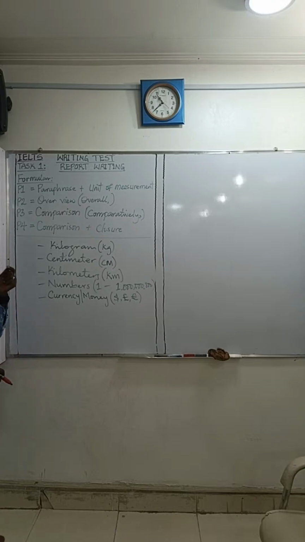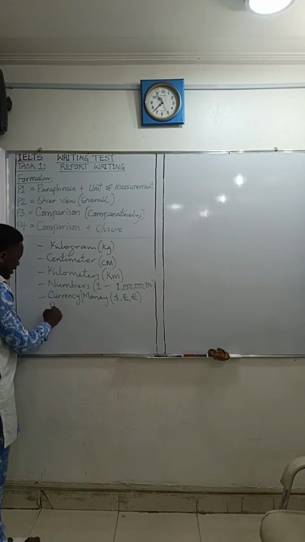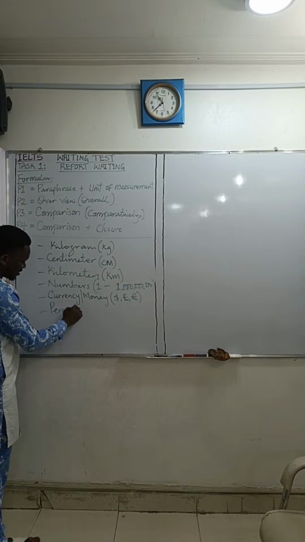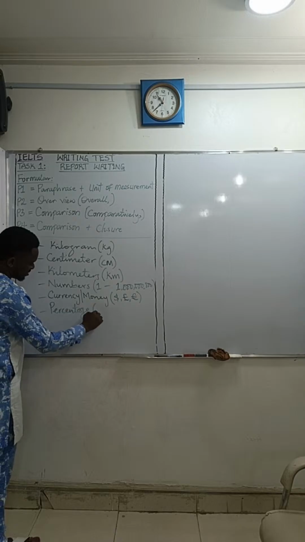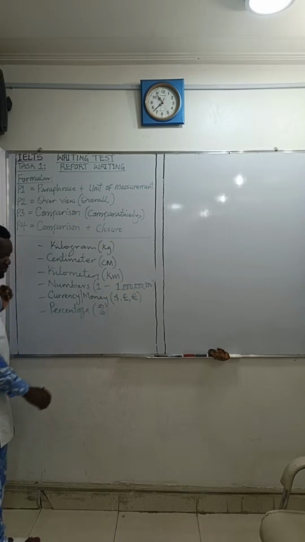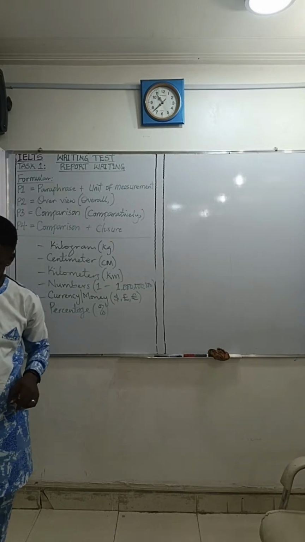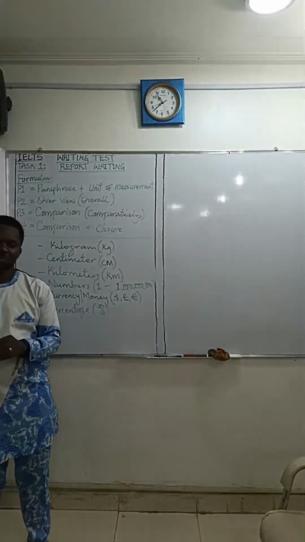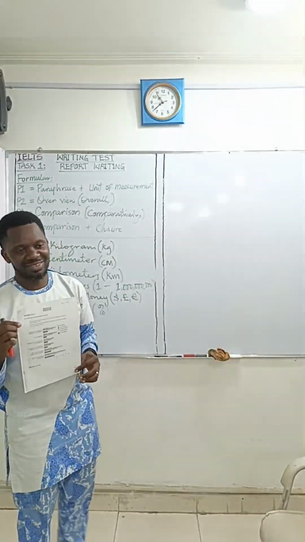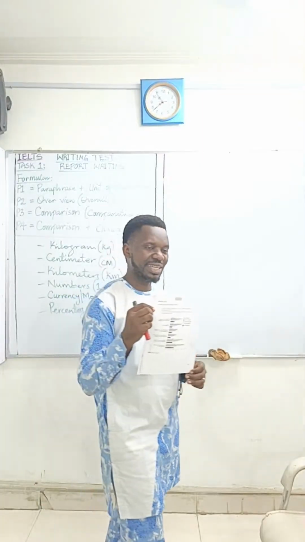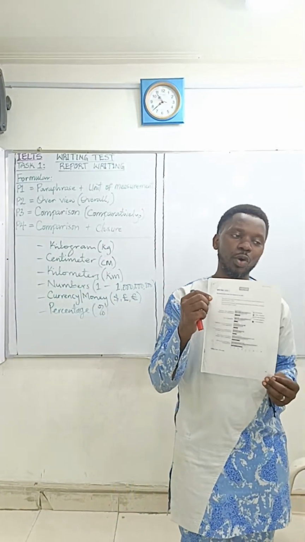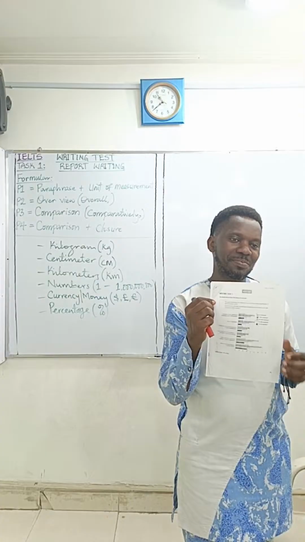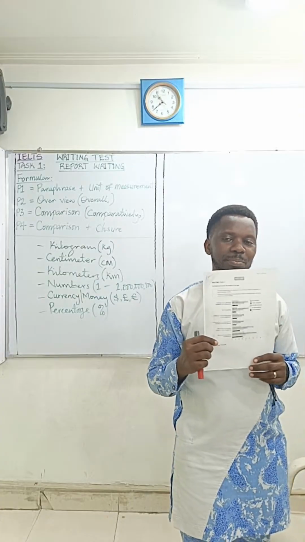It can be anything. Also, very important, it can be percentage. Now, how do you spot your unit of measurement? On the question, it will be written there, but it may not be written boldly.